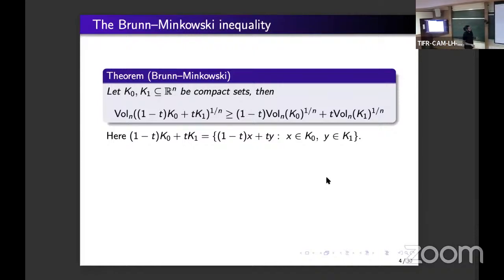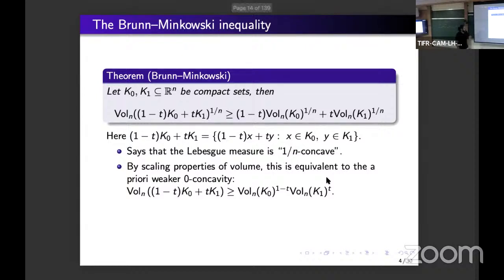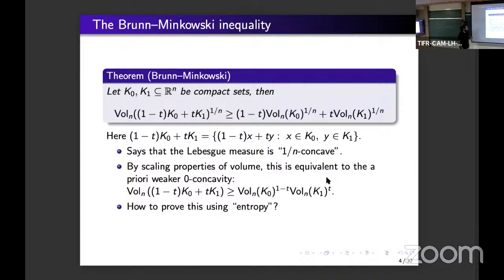And so this is saying that the volume measure, the Lebesgue measure, is 1 over n concave. This is what this is saying, in some sense. And now, by scaling properties of volume, again some tricks and this and that, you can show that this is actually equivalent to this weaker geometric form. So the stronger form, of course, implies this weaker form by the AM-GM inequality. This is the arithmetic mean and this is the geometric mean. So this is a priori weaker, but for volume, these two things are equivalent. So as warm-up, I'm going to try to prove this using entropy. And let's see how to do that.